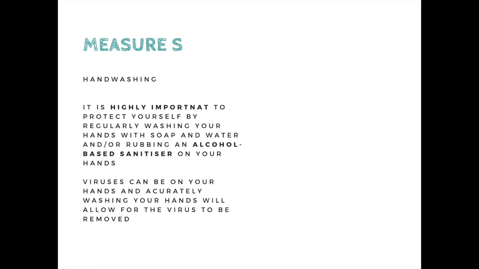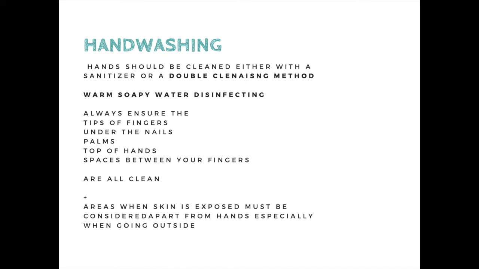For example, with hand washing, it is highly important to protect yourself by regularly washing your hands with soap and water or rubbing alcohol-based hand sanitizer on your hands. Viruses have the ability to be on your hands, so always ensure that you accurately wash and cleanse your hands so that the virus is not moved to the transmission barriers and transmission portals. Next, we are going to go through the cleaning of your hands with a double cleansing method.